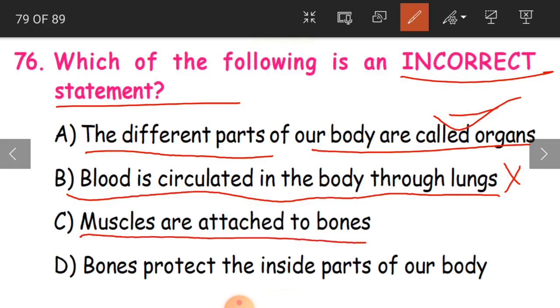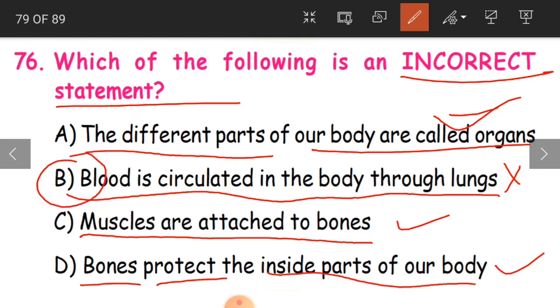And muscles are attached to bones. This is also correct. Bones protect the inside parts of our body. So this is also correct. So what is the answer here for us? B, which is the incorrect statement.